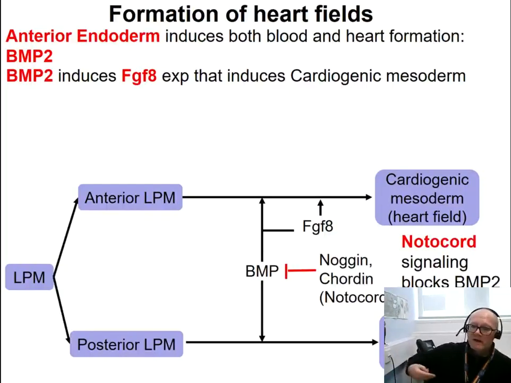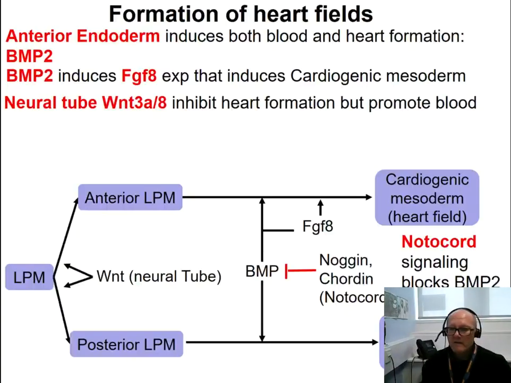In the middle of the body, in an anterior-posterior sense, the notochord is expressing noggin and chordin, which inhibit BMP. So the notochord signal blocks BMP in the middle of the body. The neural tube is expressing Wnt signaling, and Wnt signaling is an inhibitor of the formation of the heart. So because of this expression of Wnt signaling, the lateral plate mesoderm will induce the formation of blood and blood vessels in general.